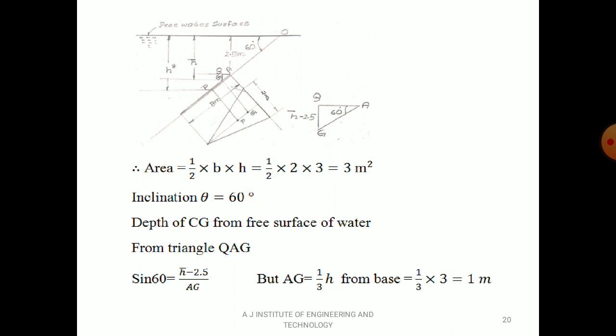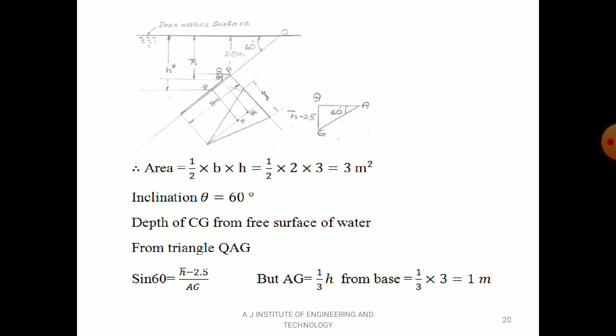So consider one small triangle, with respect to H bar. That is triangle GQA, you just consider. So you can see the enlarged view inside, that angle GAQ is equal to 60 degree. Now what is QG? QG equal to H bar minus 2.5 meter. So sin theta equal to H bar minus 2.5 divided by, what is the hypotenuse?